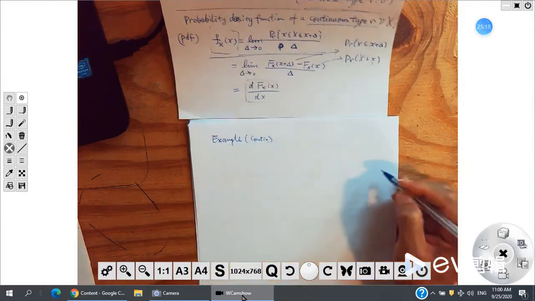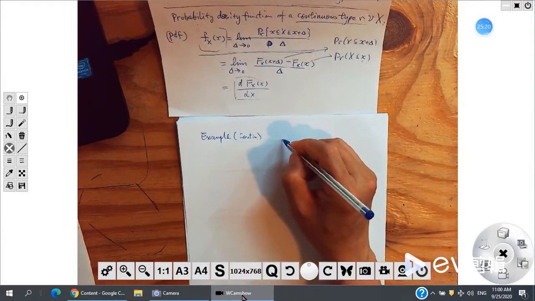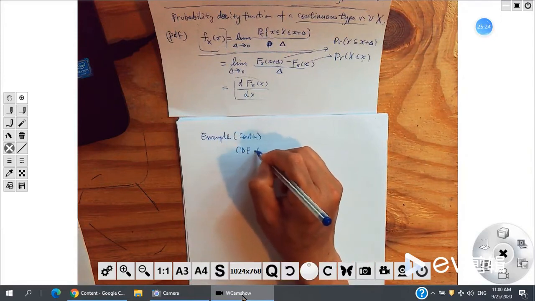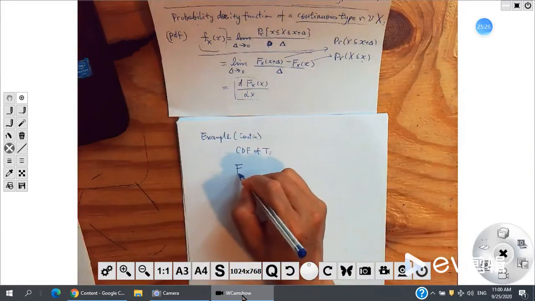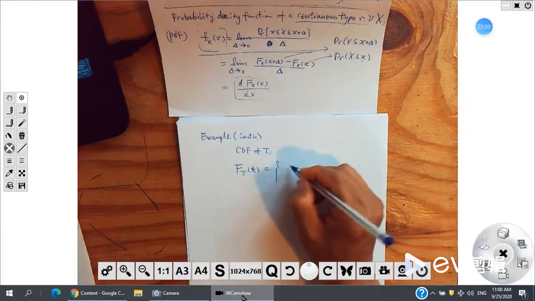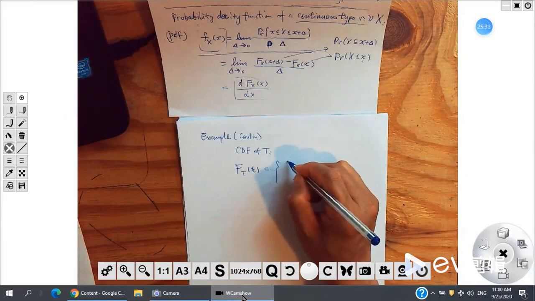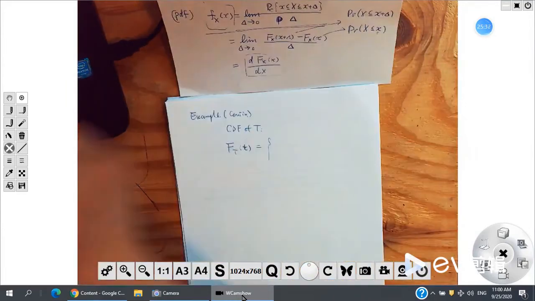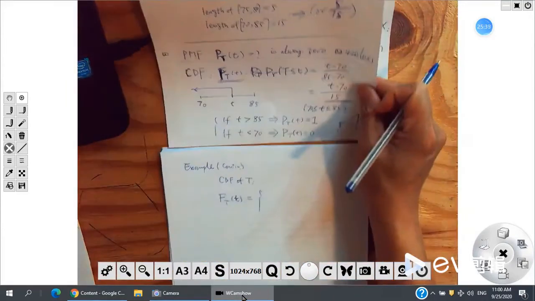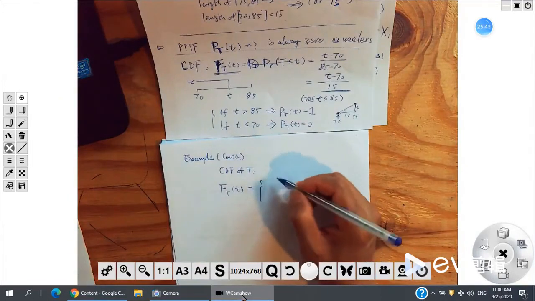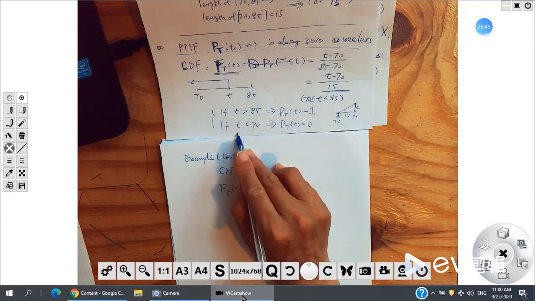continuously. We have t, right? We have t. We have the CDF of t, that is F_T(t) equal to t minus something. That's here. It's here, right? We have this one, and this one.